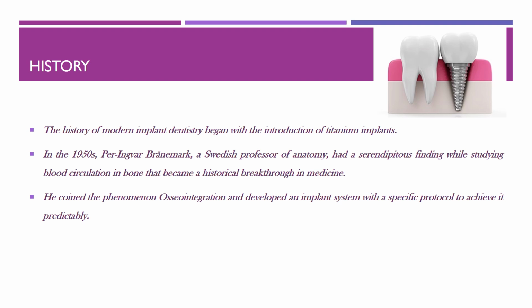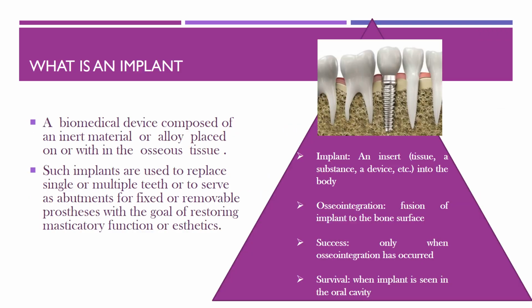So he called the phenomenon osseointegration and developed an implant system with a specific protocol to predictably achieve it. So these implants were used to anchor prosthetic replacement teeth in the edentulous jaw, and the first patient was successfully treated in 1965. So that is the history of dental implants.